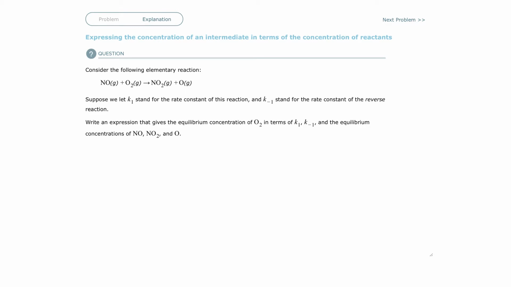All right, if you're going to give a rate, and this is things that we've done before, the rate is going to be equal to a constant times the concentrations of the two reactants, or more, or whatever the reactants are. So the reactants in this case are going to be NO and O2.